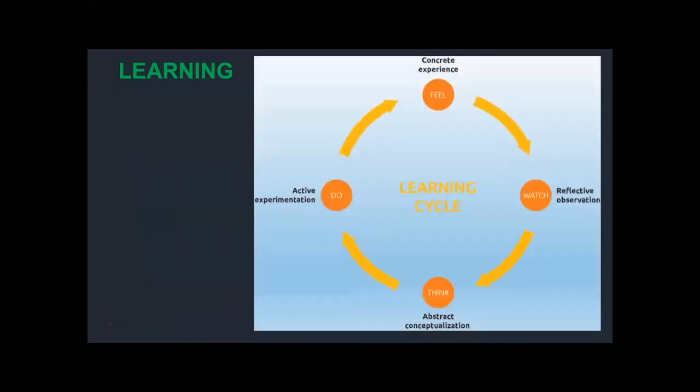We come to the direct application of the learning process, and it is a cycle. We think about some abstract conceptualization, then we do the task, then we feel what experiences we are getting from doing it, and then watch through reflective action or observation. It is a cyclic process, which means the whole learning keeps on updating in a cyclic manner. As your experience grows, your learning also grows.